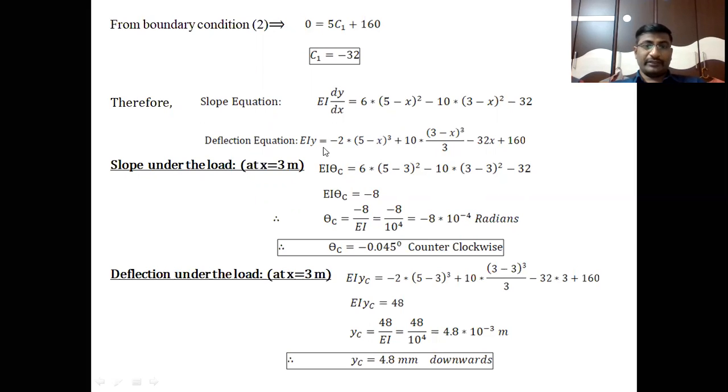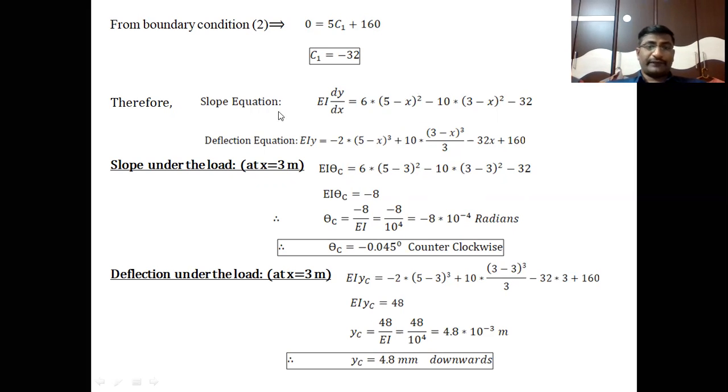And the deflection equation is minus 2 into 5 minus x whole cube plus 10 into 3 minus x whole cube by 3 minus 32x. C1 x is there in the deflection equation, and the C1 value is minus 32. So minus 32x plus the C2 value, which is 160.